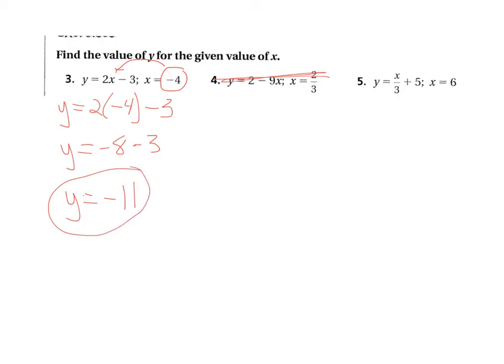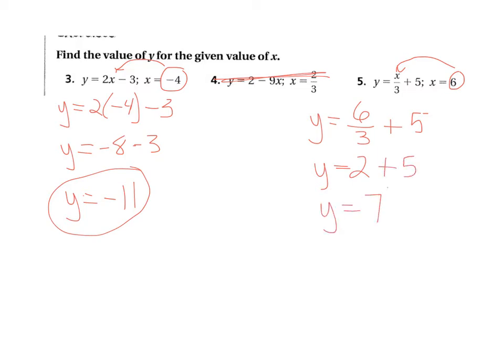Number 5, we're going to take 6, and this time we're going to plug that in for x. So we're going to have y is equal to 6 over 3 plus 5. 6 divided by 3 is going to be 2. And 2 plus 5 is going to be 7. And that's how you do 5.